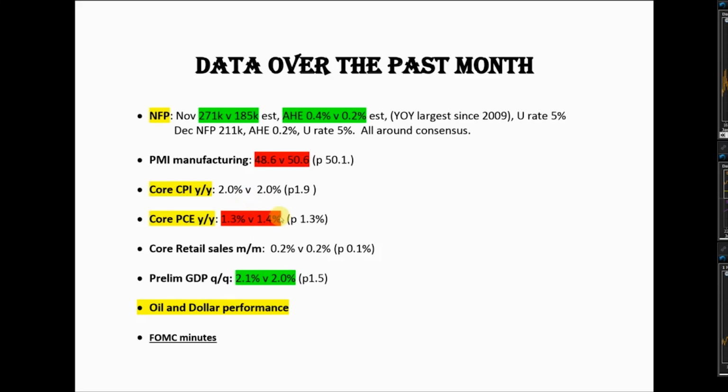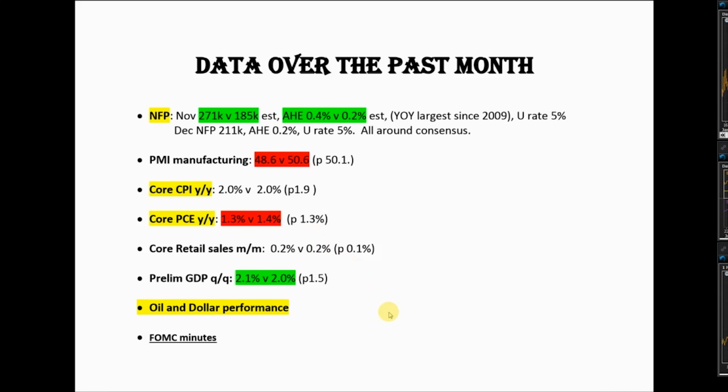So still not quite where the Fed want it to be, but the signs have been positive, and obviously it's the medium term inflation outlook that they're looking at. They're looking to get it towards 2% in the medium term. In terms of other figures, retail sales been ambling along 0.2% as expected, and preliminary GDP has been slightly stronger than expected last month, coming in at 2.1% versus 2% expected.